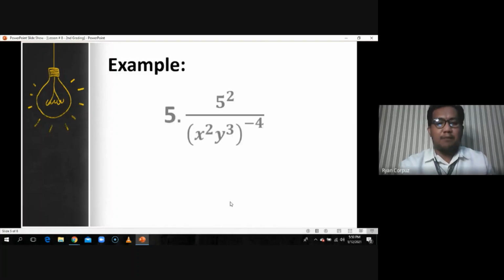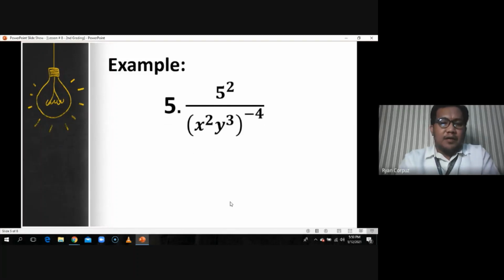Let's try here example number 5. The given here is 5 squared over the quantity x squared y cubed raised to negative 4. So meron tayong negative exponent here. Pwedeng ang gawin natin in two ways. Pwedeng i-distribute muna natin itong exponent na to in each of the factors of the denominator part, with the application of the power of a product rule and power rule. So pag ginawa natin yun, negative 4 times 2 is negative 8, negative 4 times 3 is negative 12. Or pwedeng gawin natin, reciprocal na natin kaagad ito.